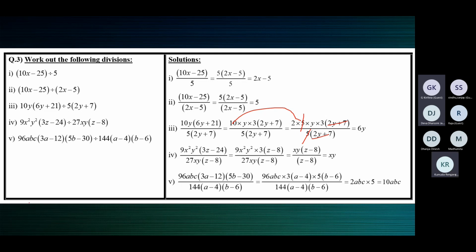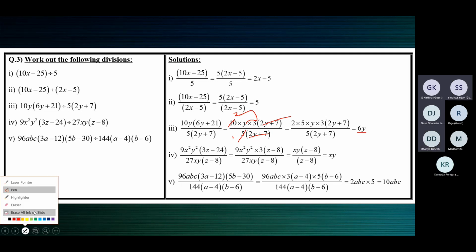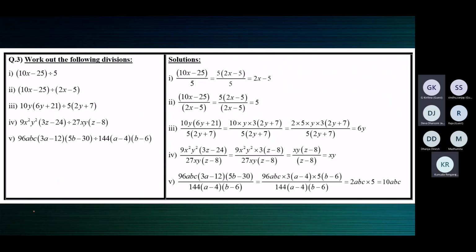You can cancel it here also, children. See, when you're cancelling, you can cancel here also. 2y plus 7, 2y plus 7. 5 1s are 5, 5 2s are 10. So 2 3s are 6, 6y is the answer. Am I clear, children? Yes, ma'am. Clear. Okay.